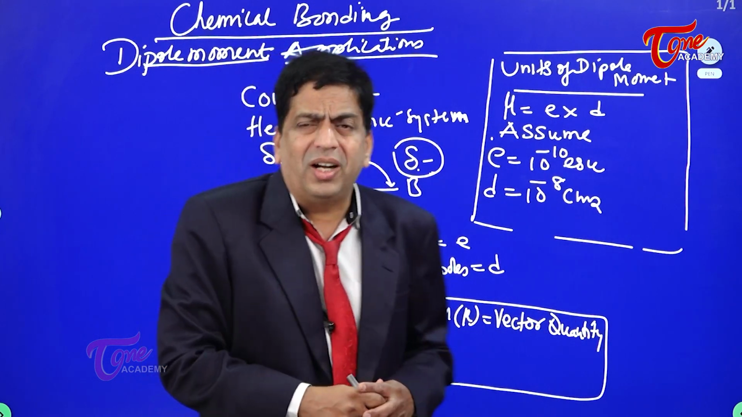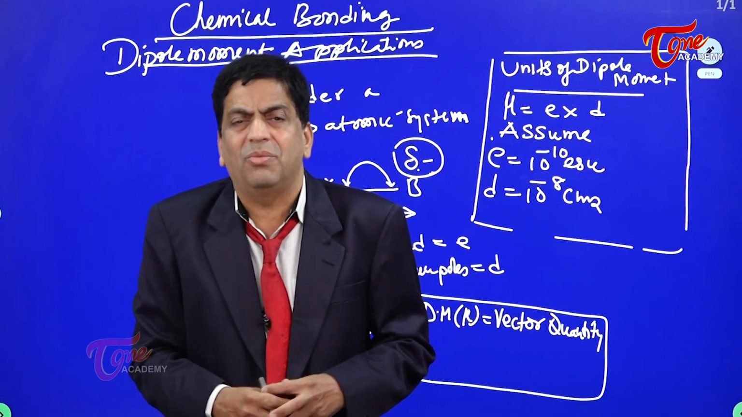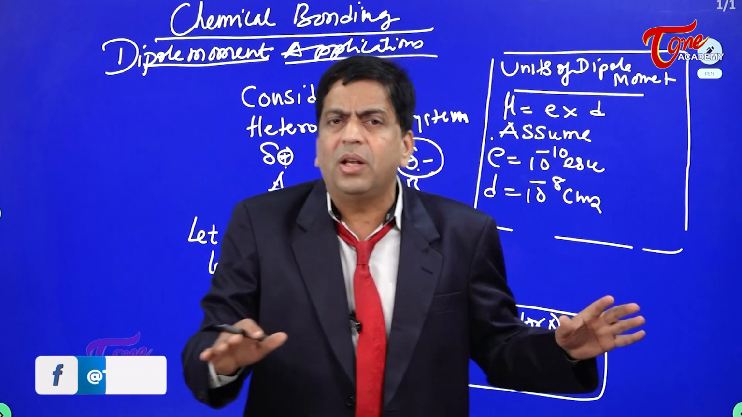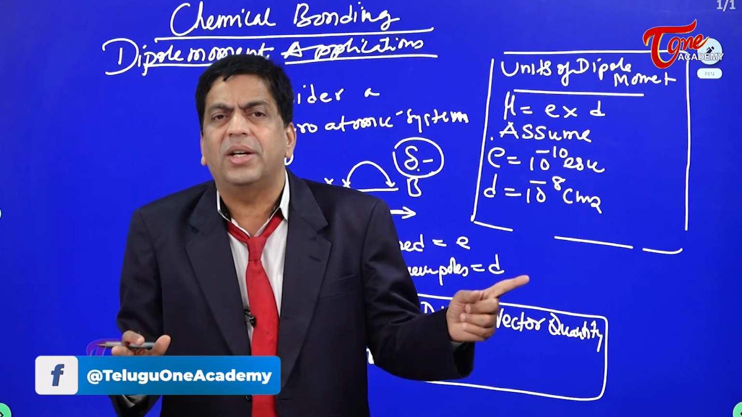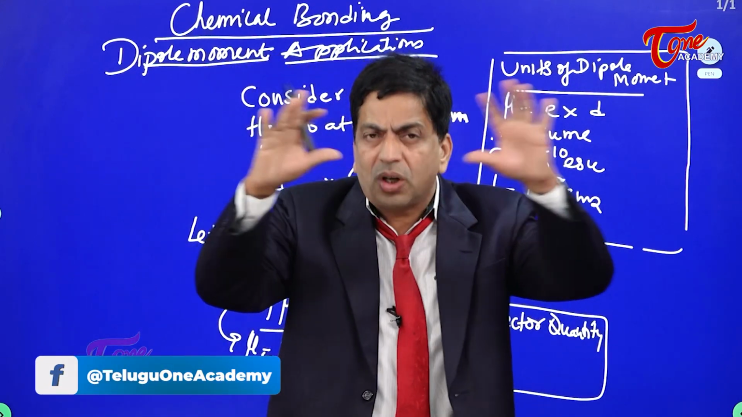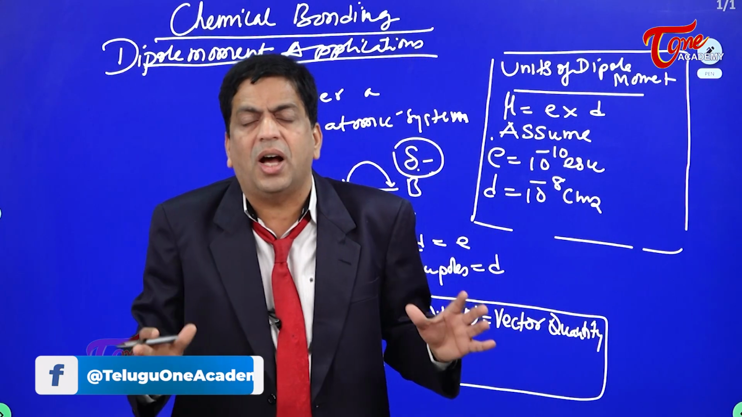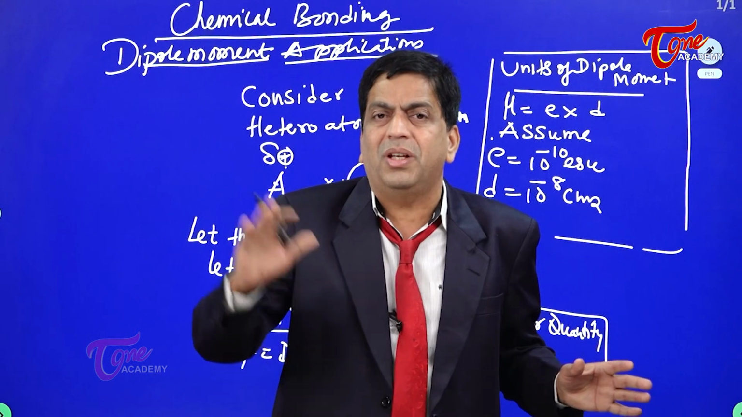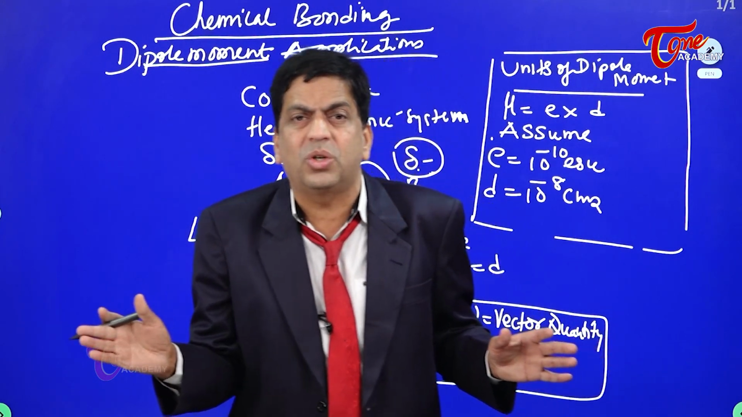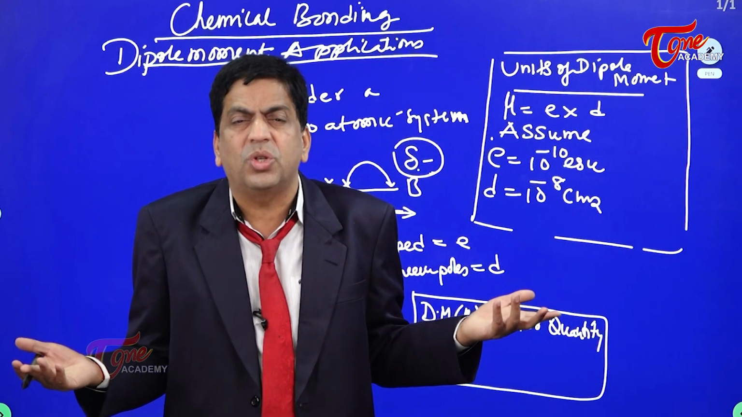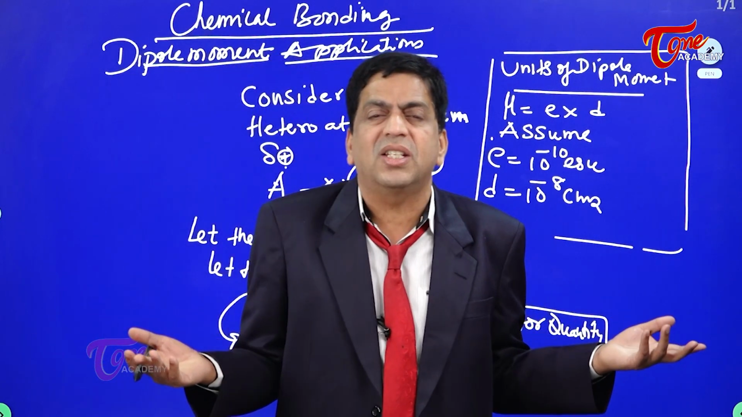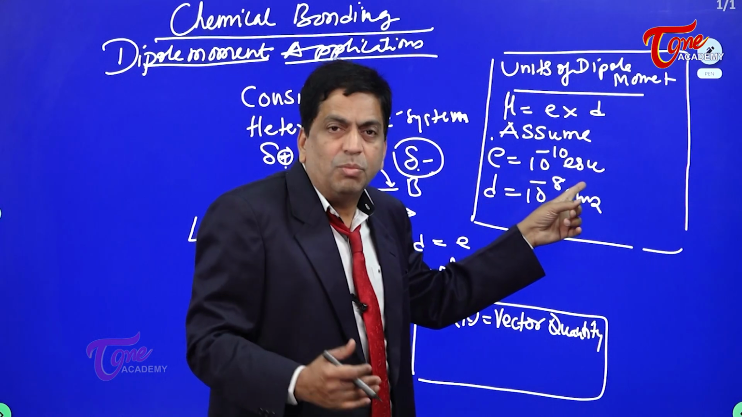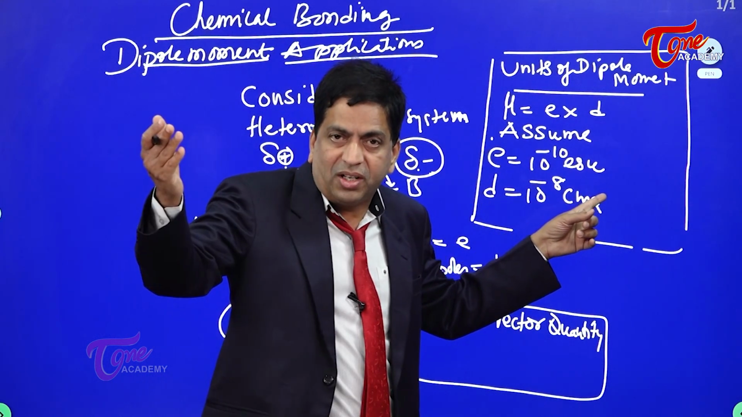People might ask me, why did you take 10 power minus 10 ESU? Why are you not taking other values? Then understand that you can take any value less than 4.8 into 10 power minus 10, which is the total unit positive charge. You can actually assume any value, no one will hang you. But the value must be a fraction of the total unit positive charge. And the total unit positive charge is 4.8 into 10 power minus 10 ESU, and I have taken less than that. So that is e, this much. You can take your own value, but it will be a different unit.